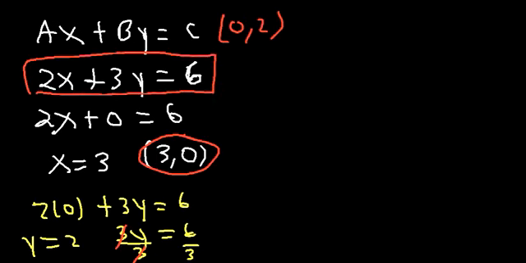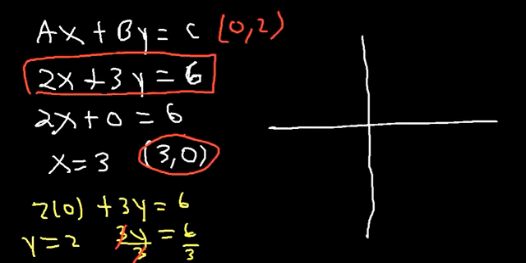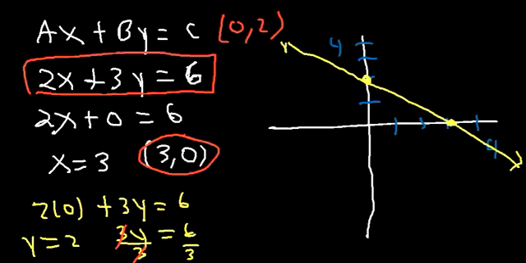And then once you have those two intercepts, just plot those 2 points and connect them with a line. So 1, 2, 3, 4. Okay, so the first point is at 0, 2. The next one is at 3, 0. And then just connect those 2 points with a line. That's the simplest way to graph an equation in standard form.